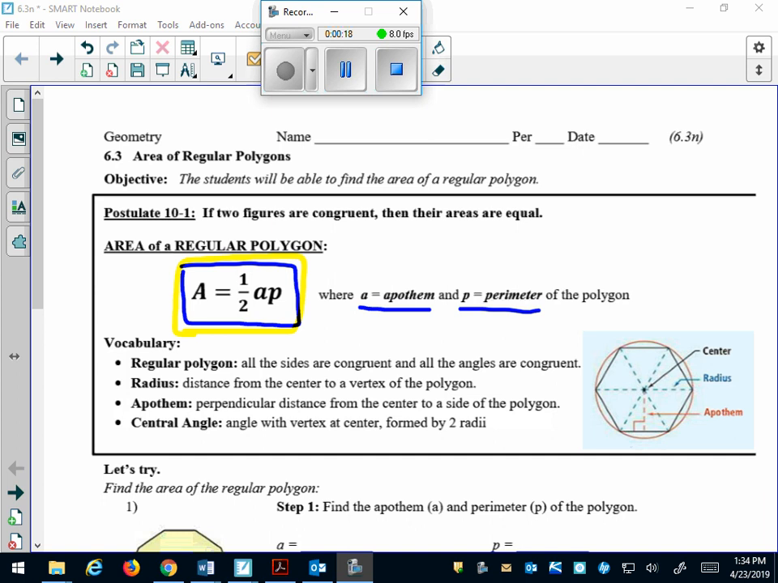A stands for apothem. Apothem's probably a new word for you. The apothem is the segment that you draw from the center of a polygon straight down perpendicular to one of the sides. That's the apothem.